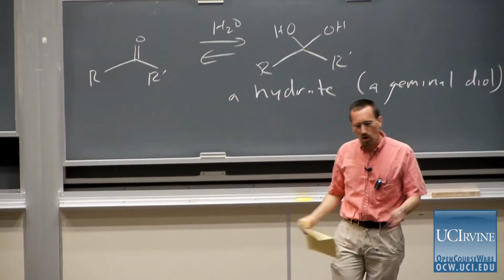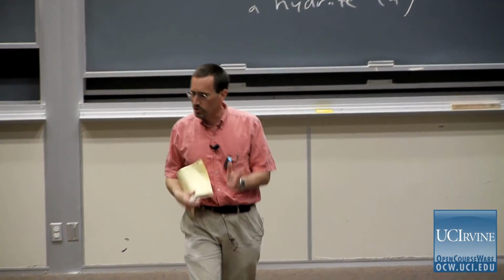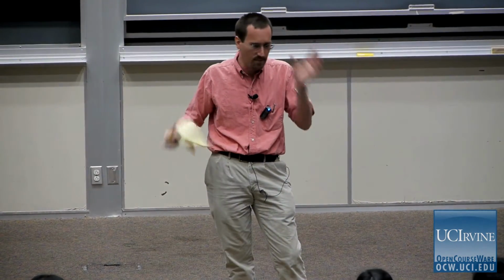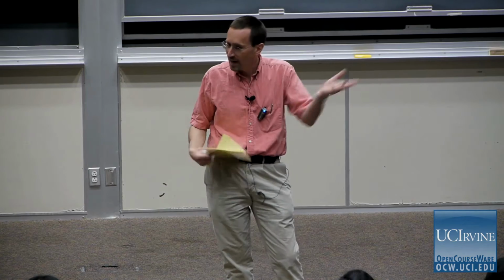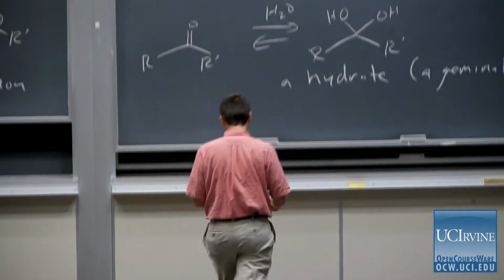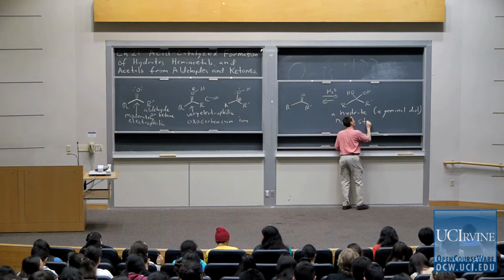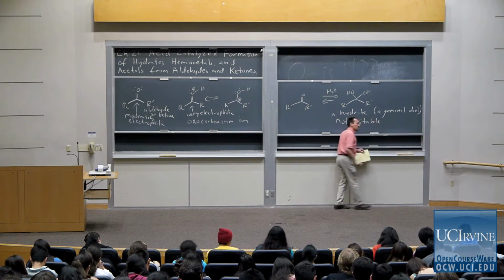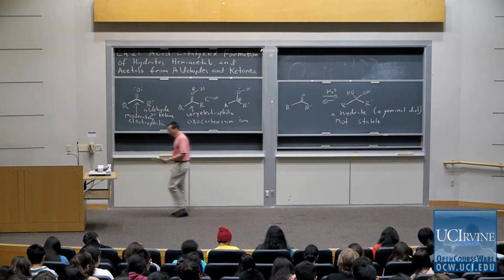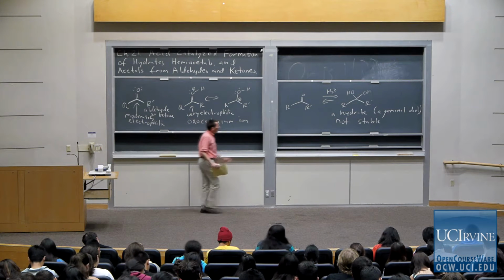Gemini, you might recall, is the zodiac character for the twins. So geminal just means that there are two hydroxy groups on the same carbon, twinned hydroxy groups, if you will. And I'll just emphasize that this is not a stable molecule. With certain exceptions, in other words, it's not something that you can put into a bottle in pure form. So you have this equilibrium.